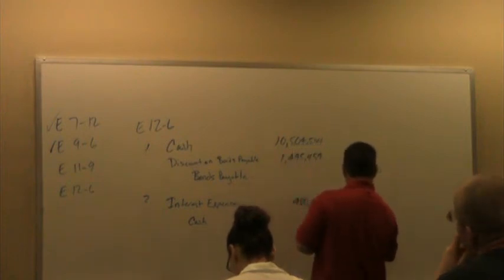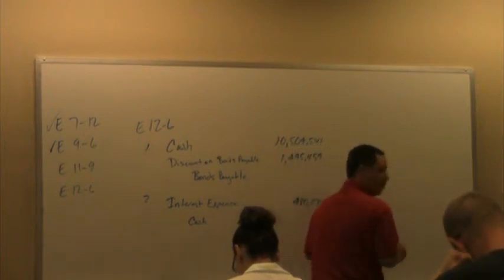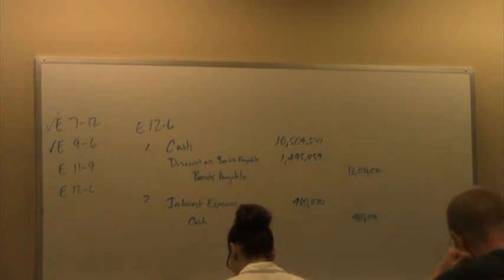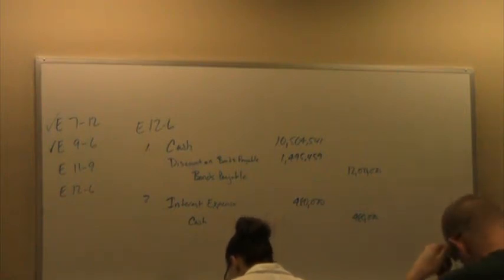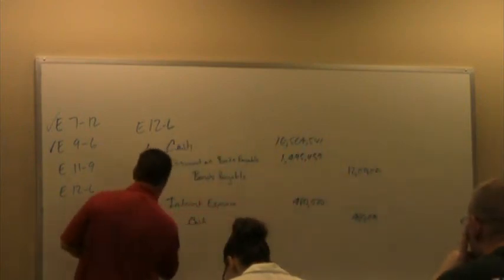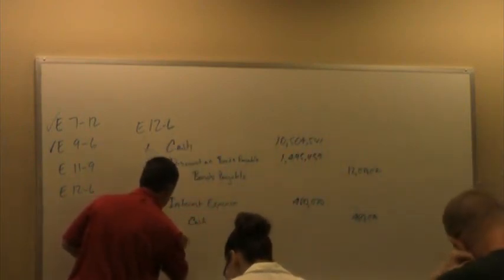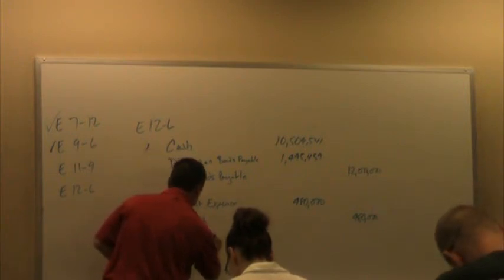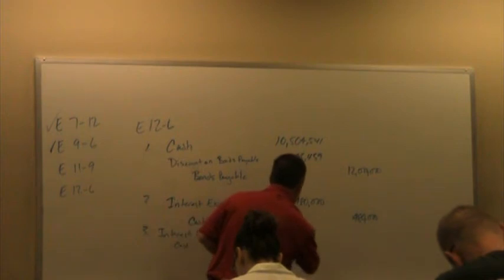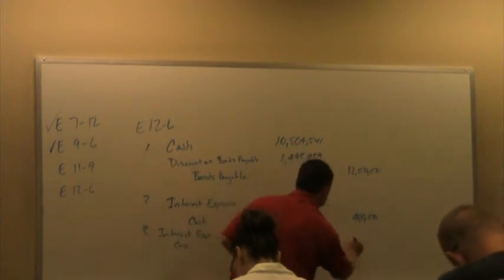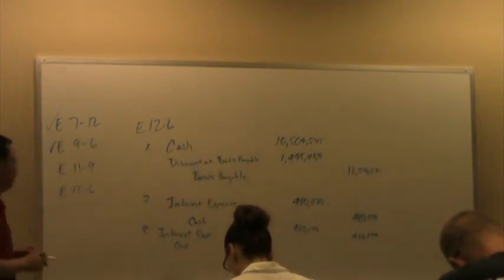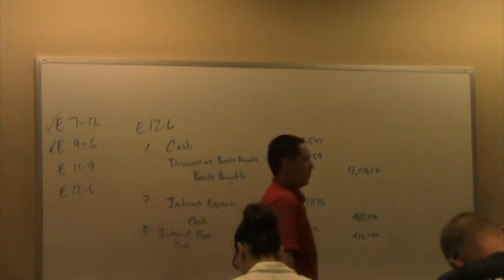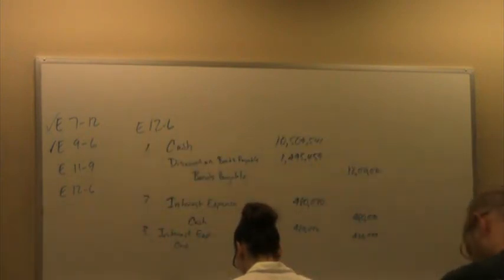Everybody good there? How we got that? Yep. All right. So number 3, we've got to do a second semi-annual interest payment. Well, that's pretty simple. It's the same thing we're going to do here. I'm going to shorten the expense here, trying to squeeze all this in. So 480. Again, basically the same thing.